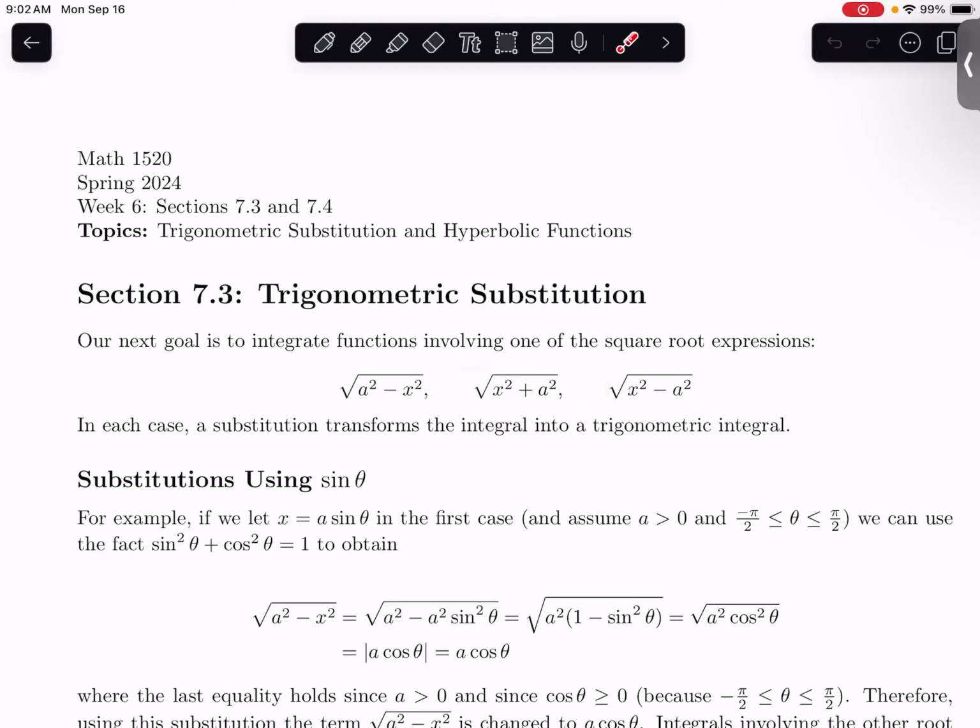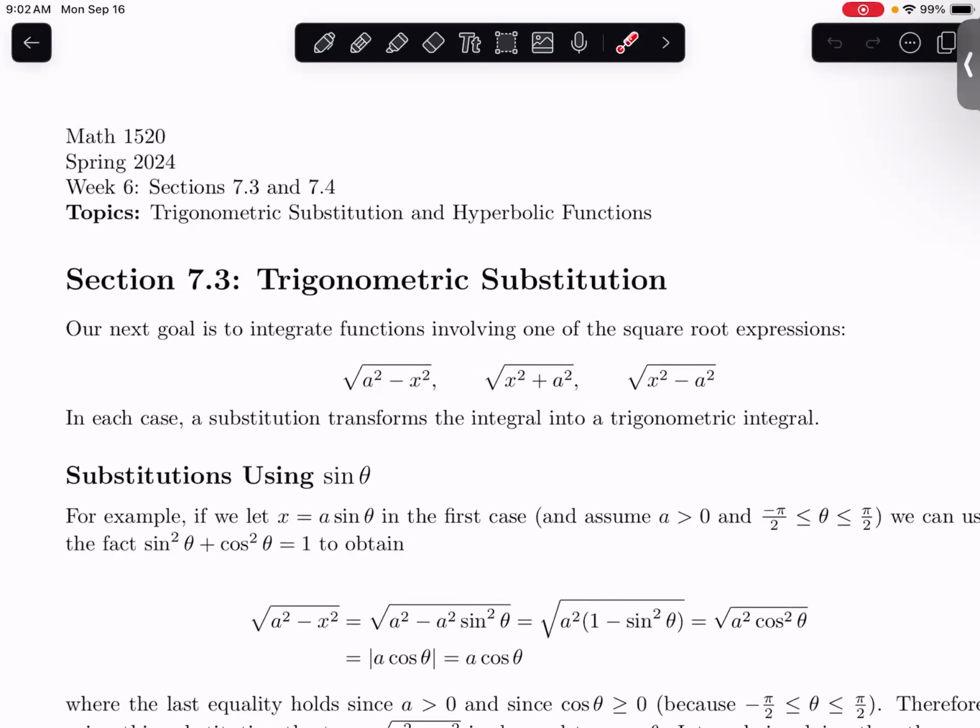The idea with trig substitution is that you're going to want to replace x with either sine, tangent, or secant. The reason you replace x with sine, tangent, or secant is that if you do so, you can use the Pythagorean identity and cancel out the square root in order to get an integral that's easier to work with.